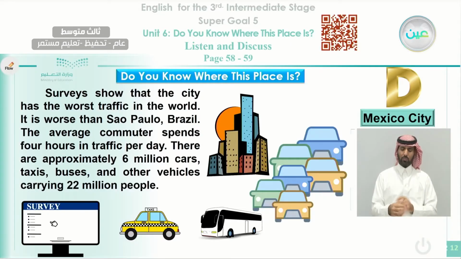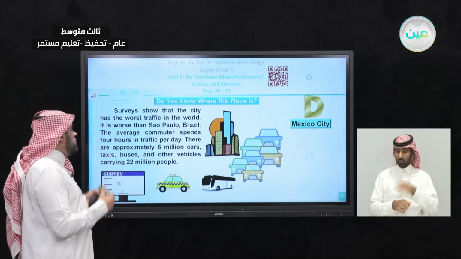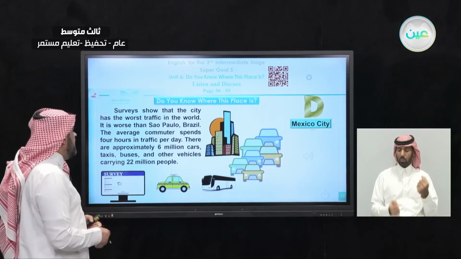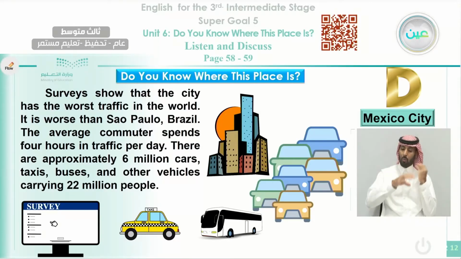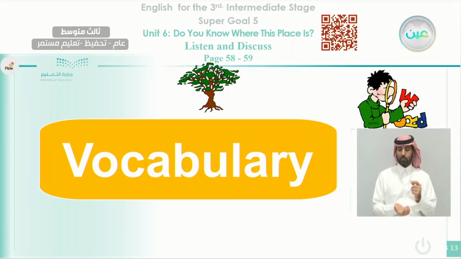There are approximately 6 million cars. How many cars in this city? We have 6 million. What about people? Also there are taxis, buses, and other vehicles carrying 22 million people. So this city has a very huge population, which is 22 million people. So this is Mexico City.